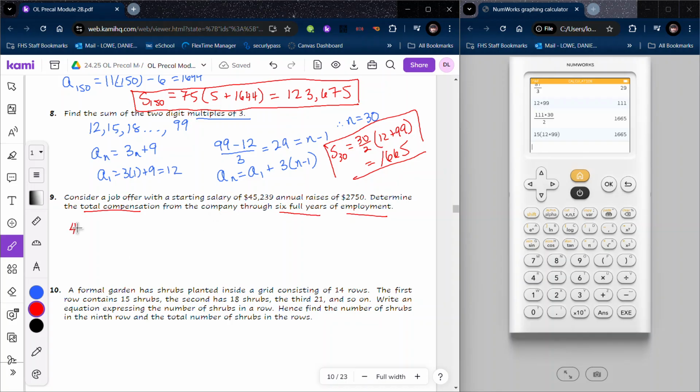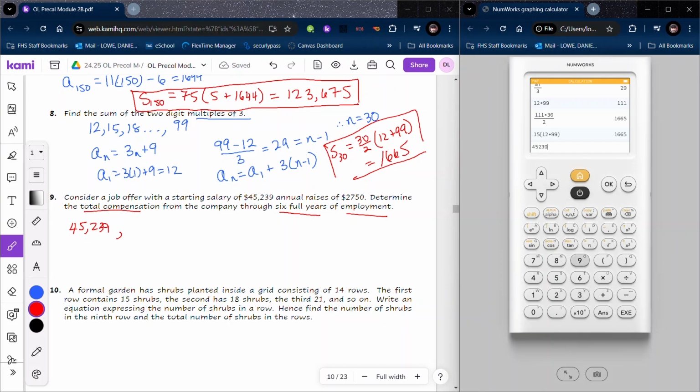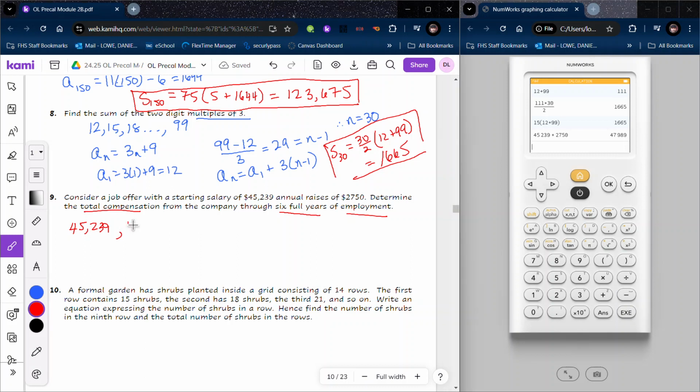So, my first salary, $45,239. All right, then my next salary is going to be $45,239 plus $2,750. That gives me $47,989. And I'm going to go all the way till I get to my 6th year. Well, how am I going to get to my 6th year? Well, after 1 year, I add $2,750. So this is 1 year, then 2 year, then 3 year, then 4 year, then I'm going to have 5 year, then I'm going to have my 6th year.